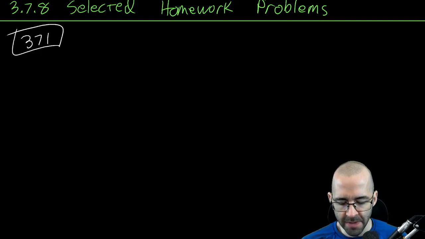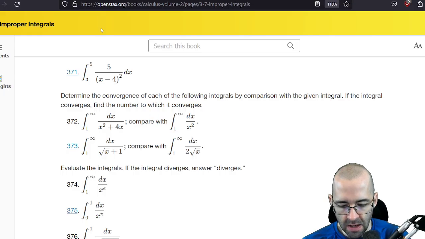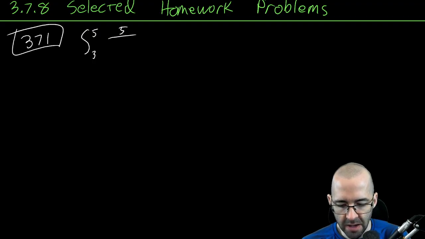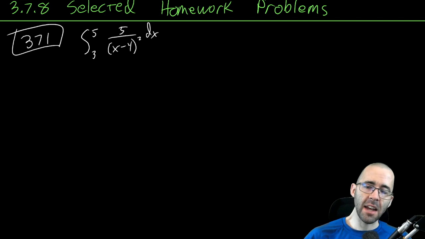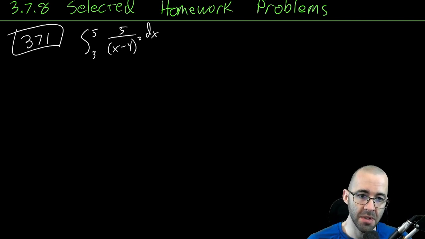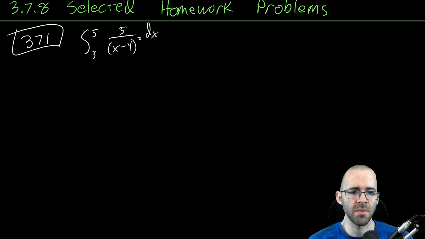All right, so 371 is the integral from 3 to 5 of 5 over (x minus 4) squared. Okay, so remember, we cannot just use the fundamental theorem of calculus because this is not continuous on the interval from 3 to 5. And in fact, I want to show this. I have a little bit of extra time. Feel free to skip through this part if you're not curious about what happens.